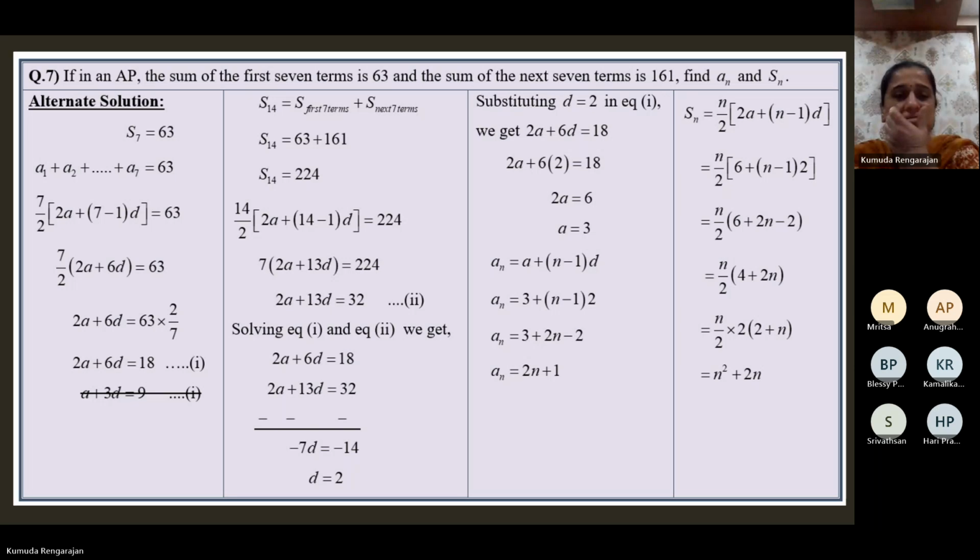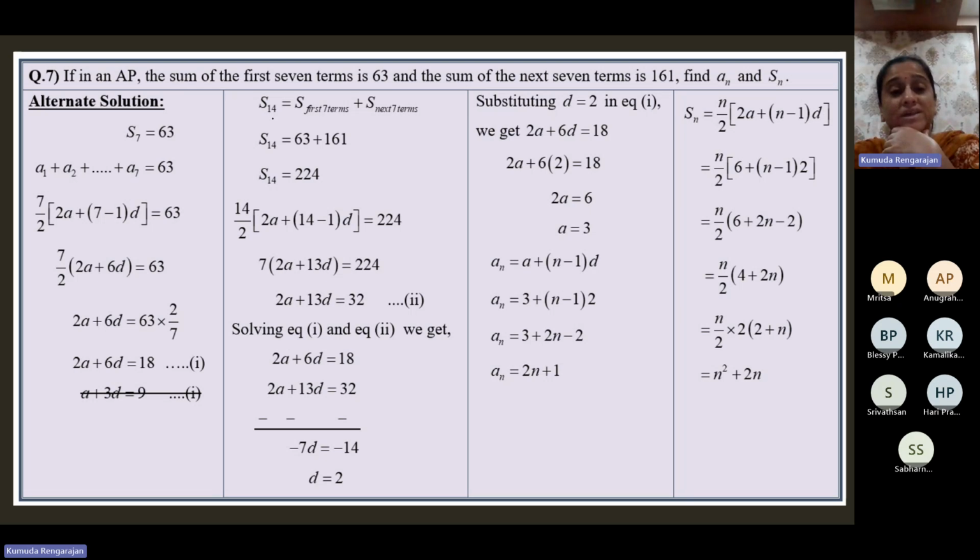Okay. It's an alternate approach. Same question. So we can also construct the second equation like this. You can find S14. How? The sum of the first 7 terms plus the sum of the next 7 terms will be the sum of the first 14 terms.